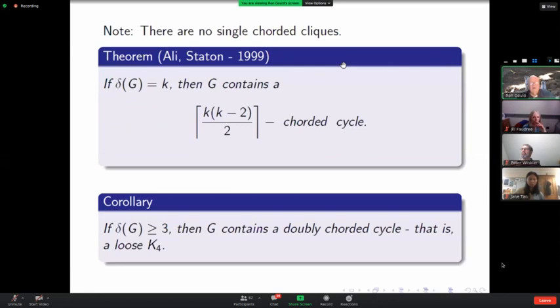And as a corollary, if G had min degree 3, then G contains a doubly chorded cycle. So that strengthens the Zipser observation that we started the talk with. He had min degree 3, he meant a chorded cycle. Their result says there has to be a doubly chorded cycle, in my terminology, a loose K4.